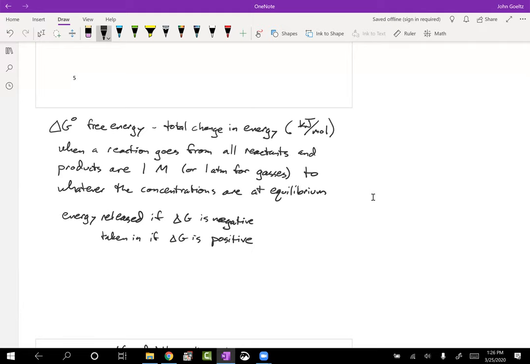So that's delta G. Delta H is enthalpy, and this is the one you did when you did Hess's law. This you can think of as heat, which is useful, or you can think of as bond energy. Both of these are not quite complete descriptions of it, but they're useful. So the change in bonding energy, if the bonds in the products are more stable, delta H is negative.